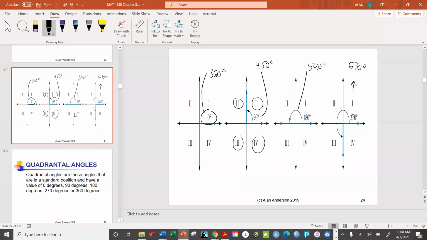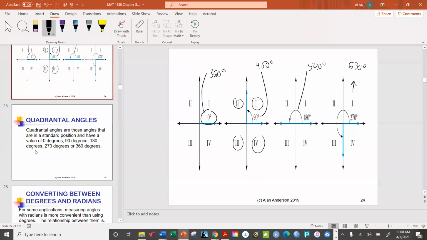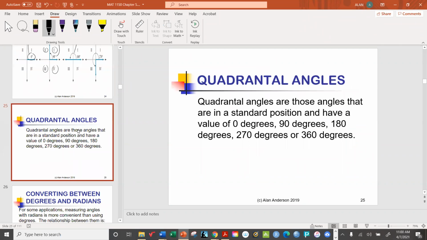All right, now we've got some more key terms here to look at before we can actually start calculating anything. The angles you just saw here, 0, 90, 180, 270, 360, have a special name in math. They're called quadrantal angles. You don't have to memorize that, but if you see that word, you should know what it means.